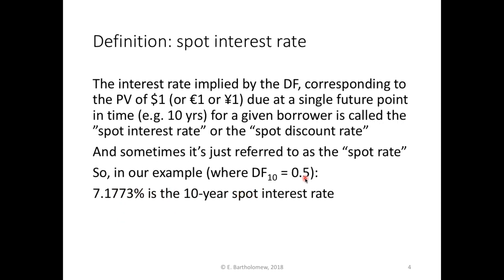So that leads us to the definition of the spot interest rate. The interest rate implied by the discount factor corresponding to the present value of $1 or 1 unit of any currency due at a single future point in time, for example, 10 years, for a given borrower is called the spot interest rate, or sometimes the spot discount rate, or sometimes when it's clear we're talking about interest rate, it's referred to just as the spot rate. So in our example where DF10 equals 0.5, 7.1773% is the 10-year spot rate.